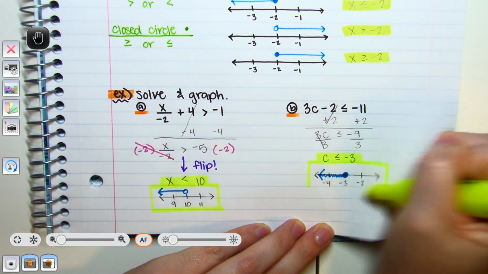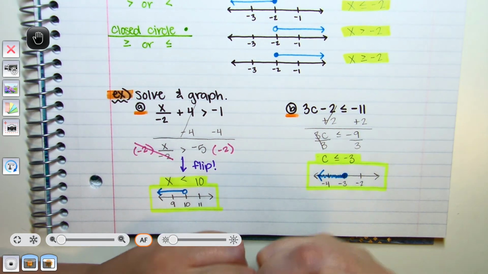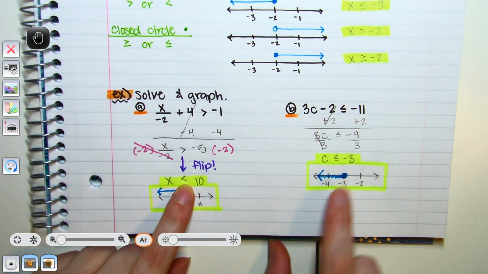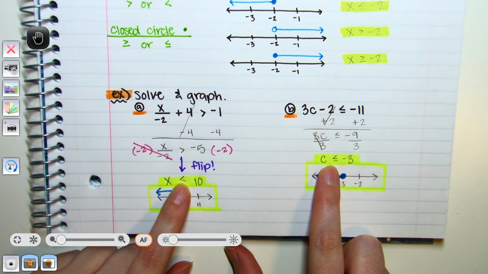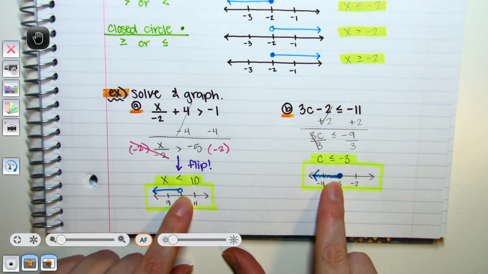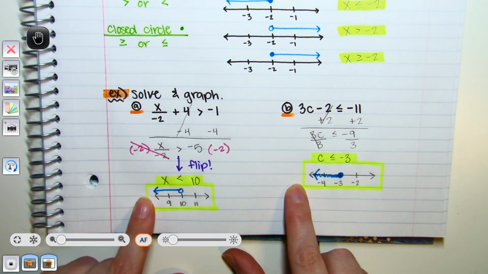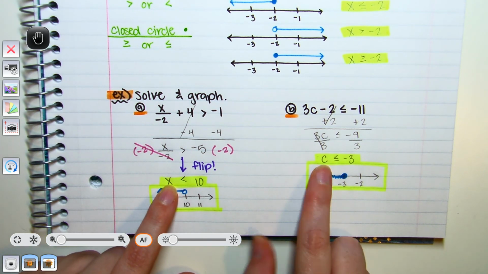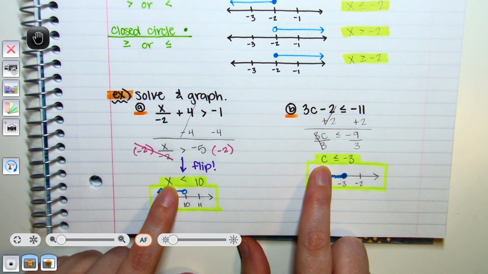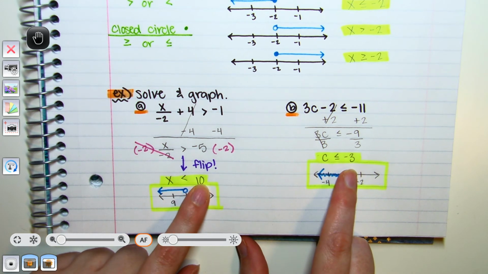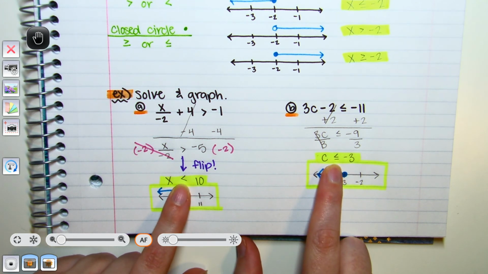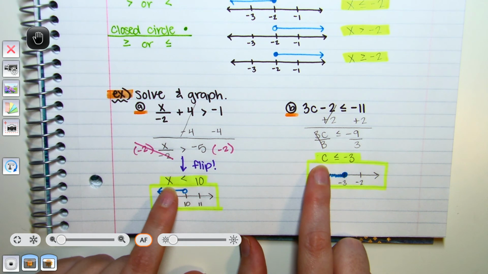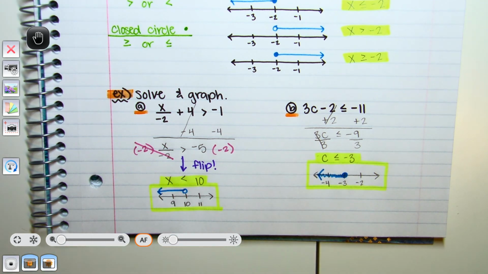Now I also want to point out that for both of these, it was the less than symbol. And notice this looks like an arrow pointing to the left. And both of these graphs are arrows pointing to the left. Now the reason for that is because if your variable is written first, the x and the c, if it's written first, then your inequality sign, then the number, your arrow will go whatever direction this inequality is going. That's a fun little trick. But you need to make sure that the variable, the letter, is written first. All right, let's go ahead and try another example.